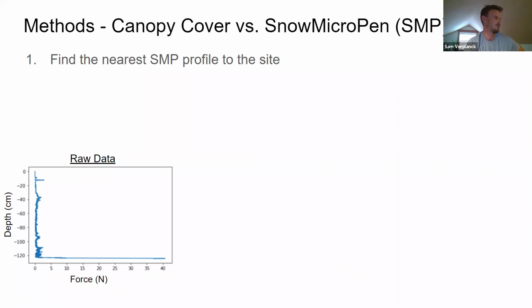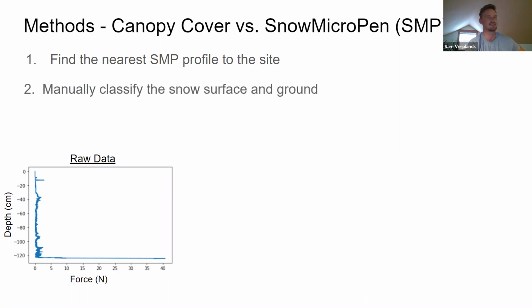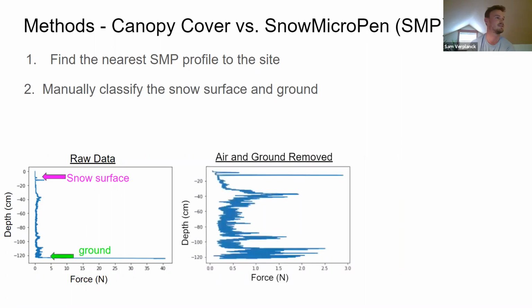And Micah also helped out a lot getting this data. So we pulled the raw data there, and it's a little tricky because you don't know where the surface of the snow is and where the ground is. Because the data is subsampled in the database, I manually classified the snow surface and the ground. The snow surface is where the snow micropen's been going through air for a while and then hits the snow. And the ground is at the bottom where you get a huge force value as you go down. So I classified those for some SMP profiles near our snow pits, and plotted just the section through the snow.